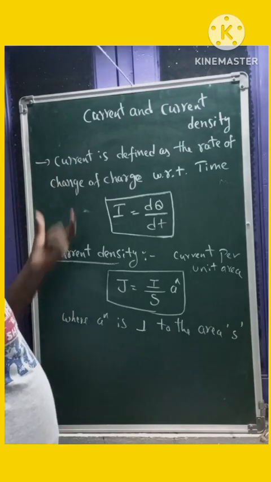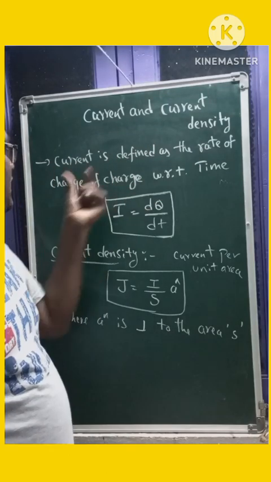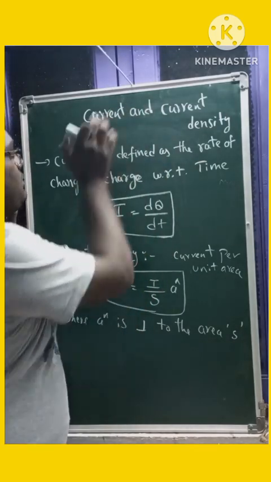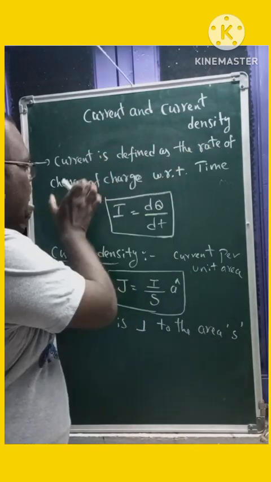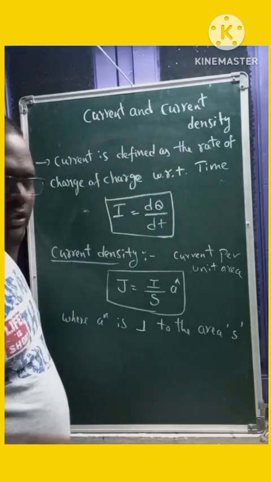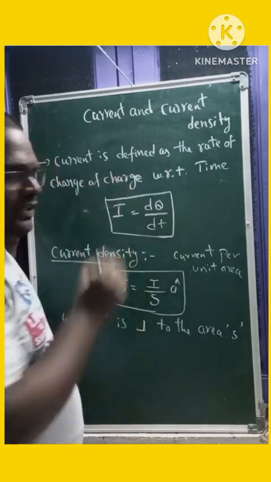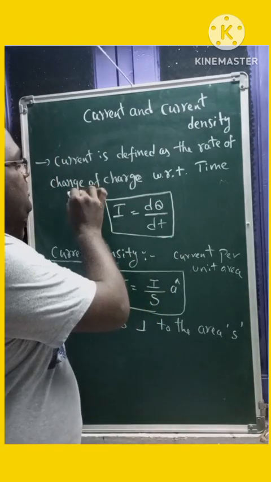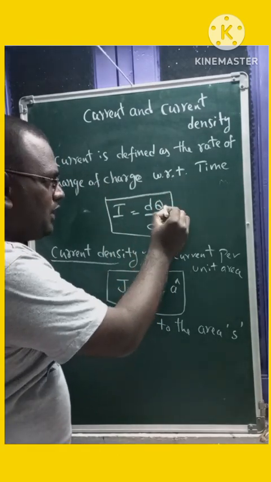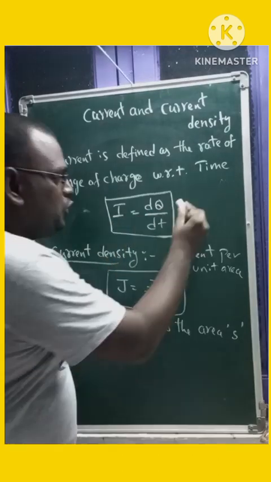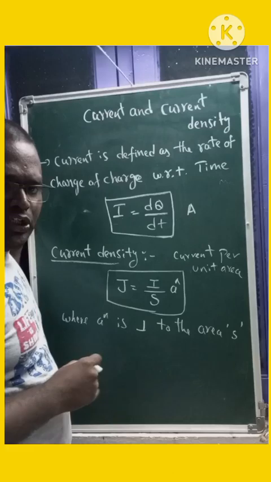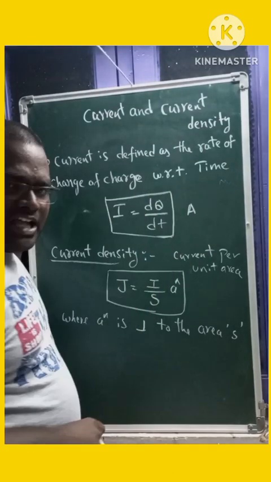First we'll talk about current. Current is defined as the rate of change of charge with respect to time, that is I is equal to dq by dt, where q is the charge. The units are amperes.